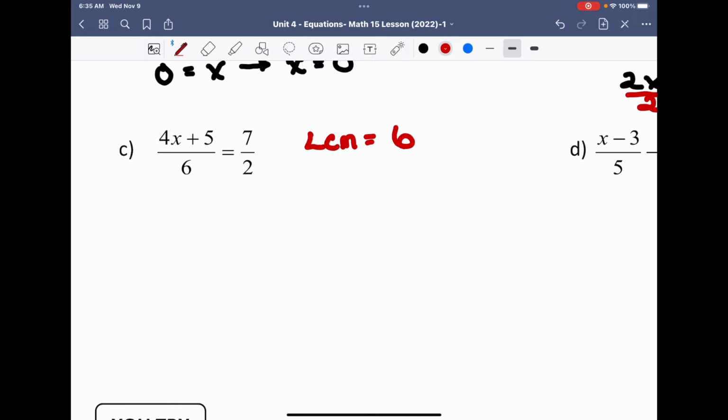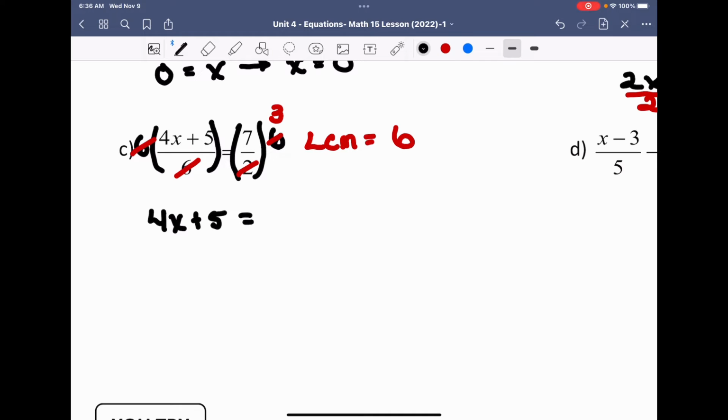So now, if I multiply both sides by 6, here's what happens. Make sure to surround everything on the left in brackets, everything on the right in brackets, and multiply. If I multiply 6 over 6 in the first bracket, those eliminate to 6 over 6, which is 1. And 6 over 2 on the right-hand side eliminates down to 3, because 6 divided by 2 is 3. Now, I have 4x plus 5 is equal to 7 times 3. Therefore, 4x plus 5 is equal to 7 times 3, which is 21.